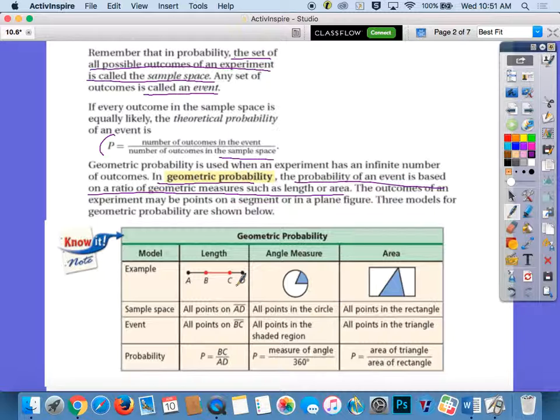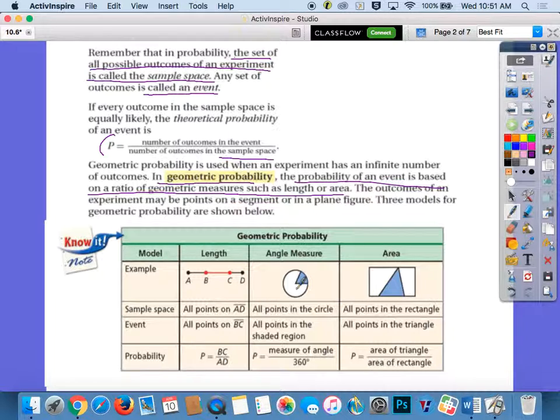When you're looking at angle measure, your sample space is going to be the whole circle. And if you want to find the probability of landing in this sector here, then it's going to be the measure of this sector over all possible options, so 360 degrees.